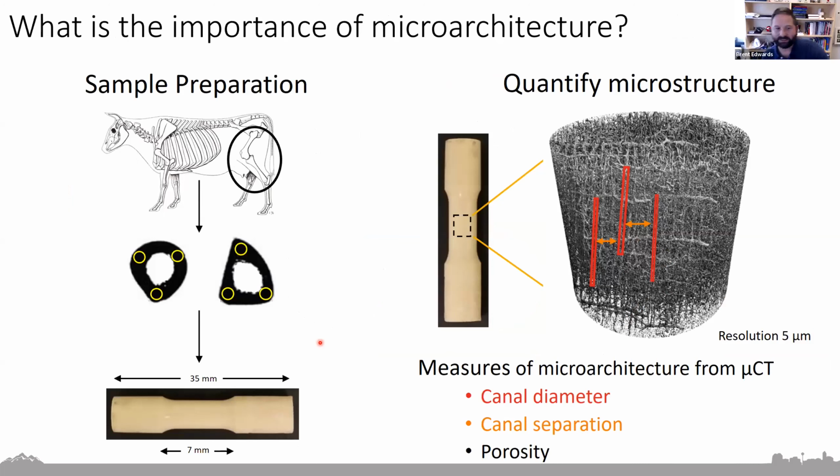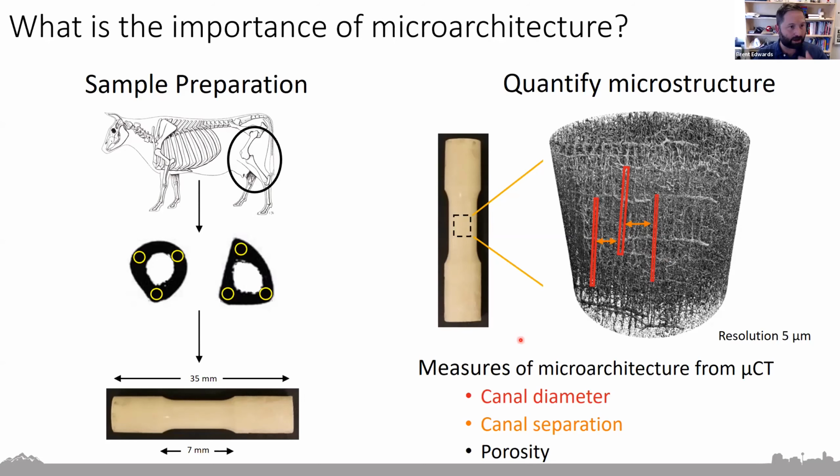Lindsay and I developed an initial study to look at the importance of intracortical microarchitecture on bone fatigue behavior. We started out doing this in bovine, where we collected bovine femurs and tibias, and we cored out small dog bone shaped samples from the cortex of those animals. We then put them in a micro CT scanner. Again, I'm rendering the vascular network here. And we quantified things like bone canal diameter, bone canal separation, and porosity.